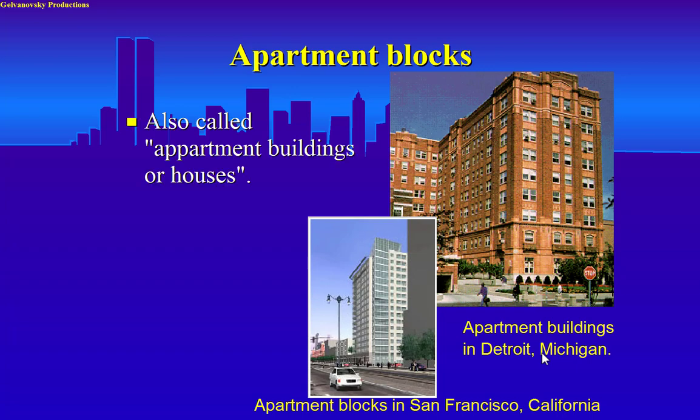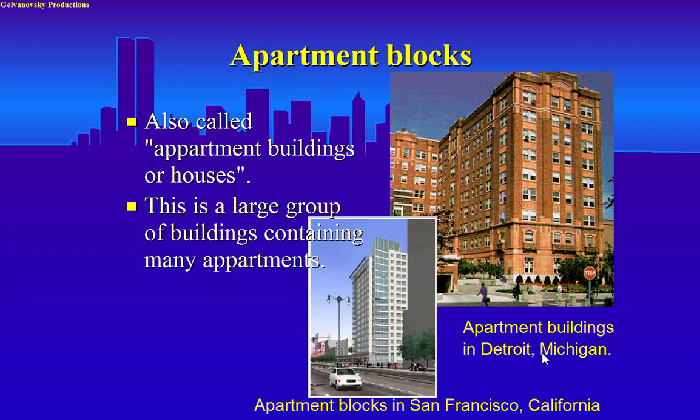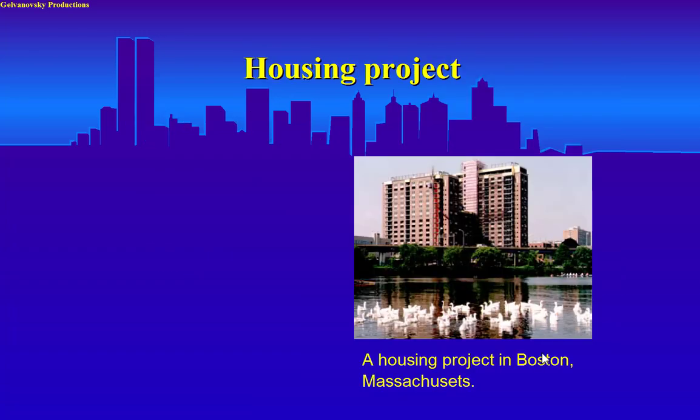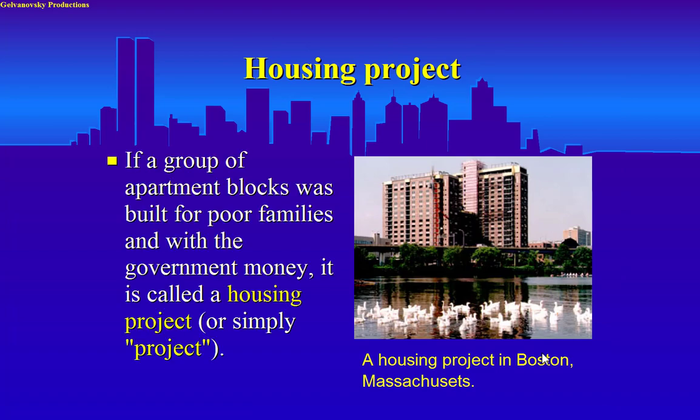Apartment blocks. They are also called apartment buildings or houses. This is a large group of buildings containing many apartments. Housing project. If a group of apartment blocks was built for poor families and with government money, it is called a housing project or simply project. This is the same as council housing in Great Britain.